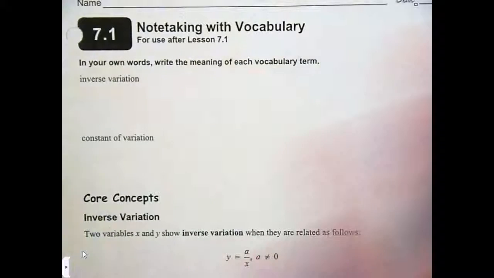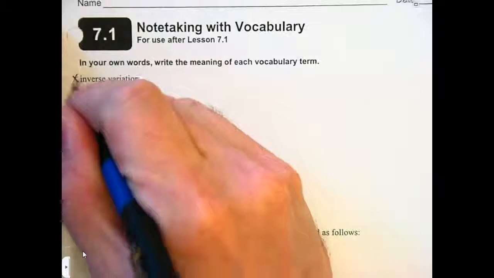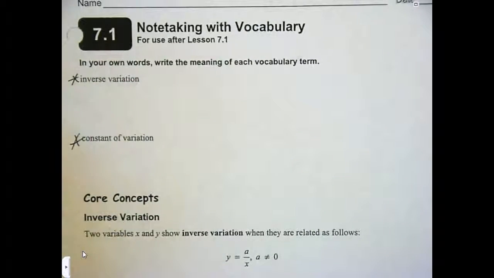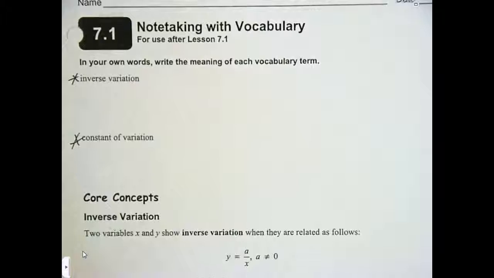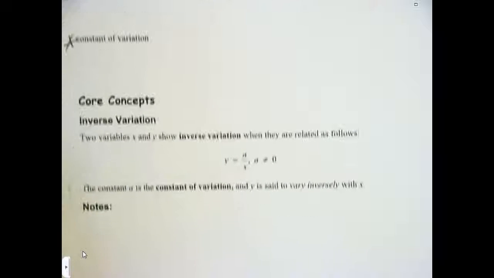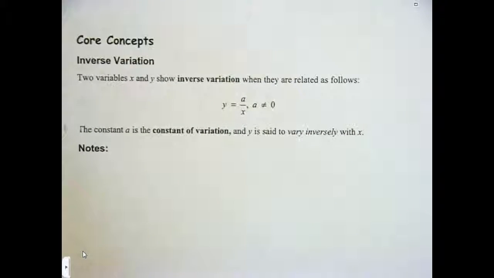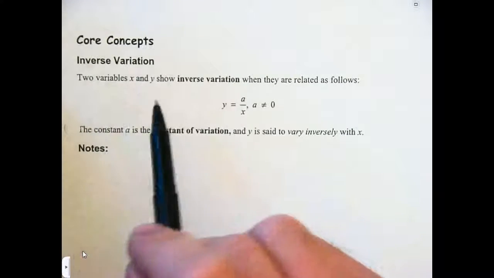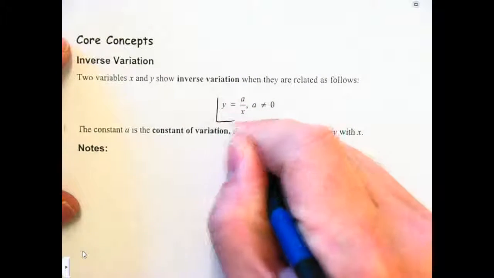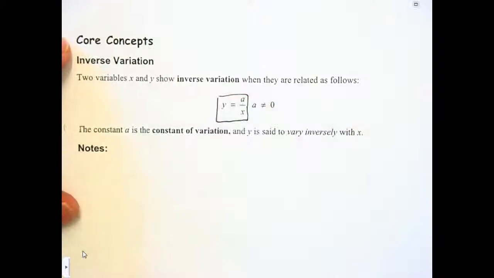Inverse variation, I want to make sure that we can distinguish between what inverse variation is and direct variation. Okay, as we're going through today's lesson, you may want to define these things on page 192 of your student journal. Inverse variation is in the form y equals a over x, where a is our constant of variation and it cannot equal 0.